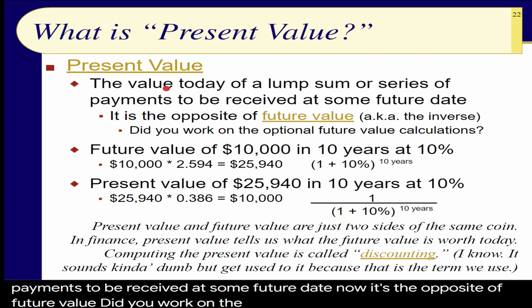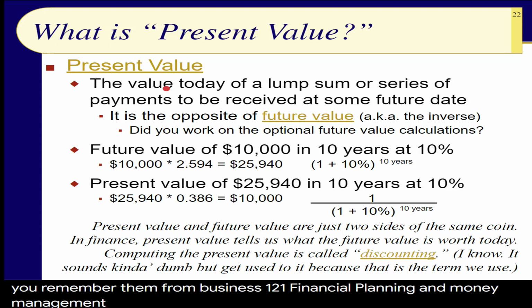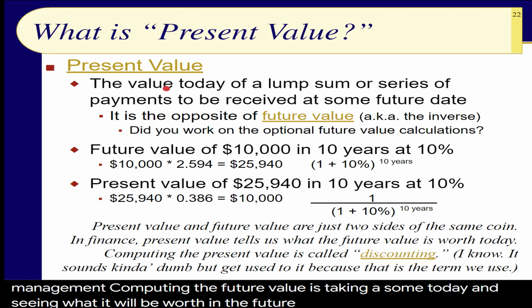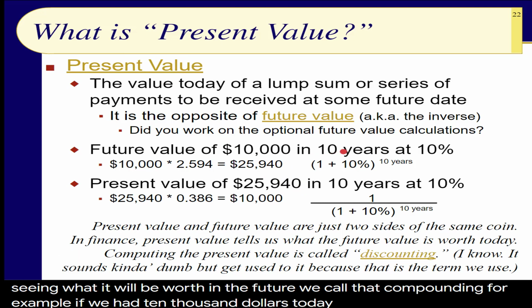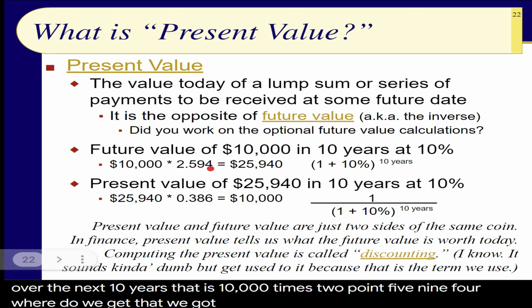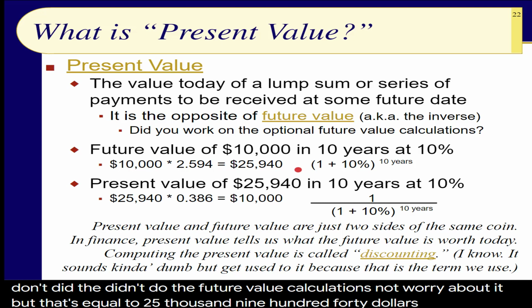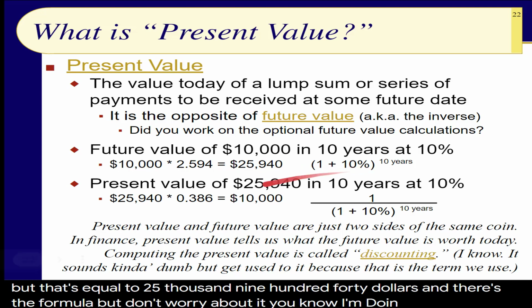Did you work on the optional future value calculations, or do you remember them from Business 121, Financial Planning and Money Management? Computing the future value is taking a sum today and seeing what it will be worth in the future. We call that compounding. For example, if we had $10,000 today and we got 10% over the next 10 years, that is 10,000 times 2.594. Where do we get that? We got that from the future value tables. If you didn't do the future value calculations, don't worry about it. But that's equal to $25,940. And there's the formula, but you don't have to do it.